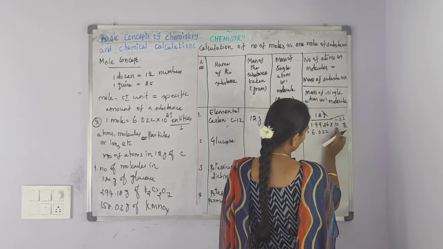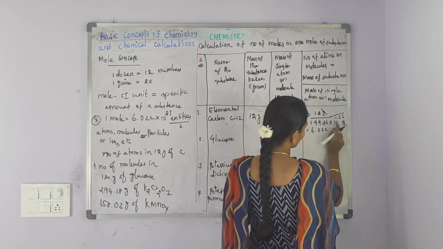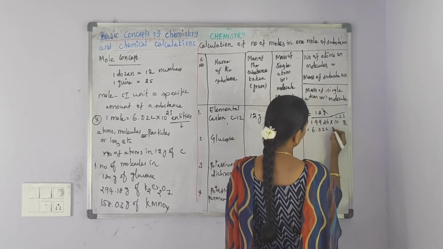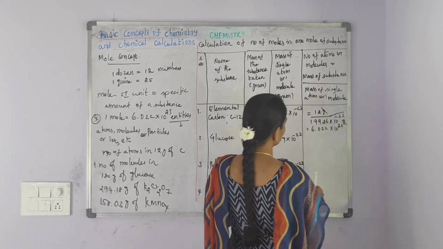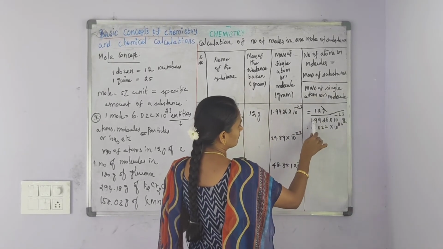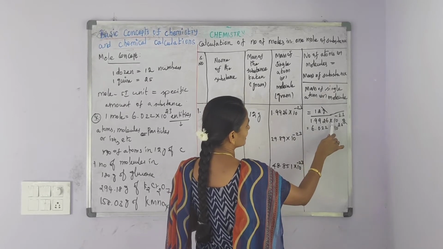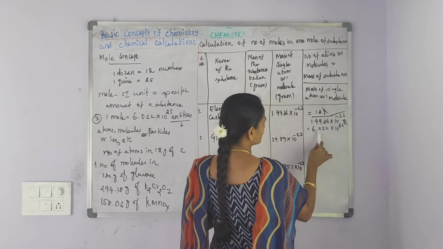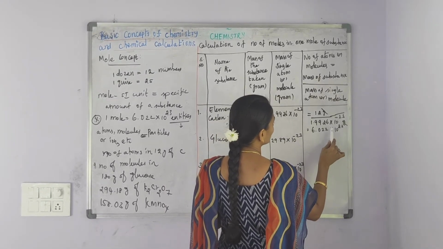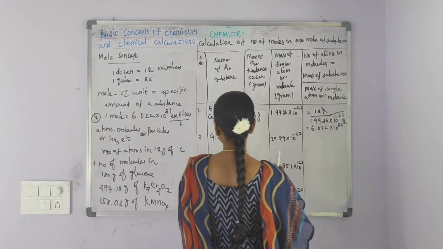Denominator contains 10 power minus 23. It will move to the numerator and become 10 power plus 23. So 12 divided by 1.9926 into 10 power minus 23, the answer is 6.022 into 10 power 23.